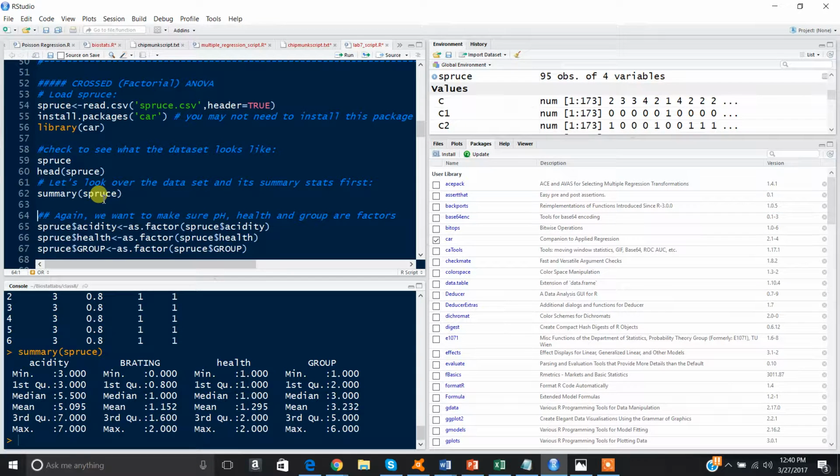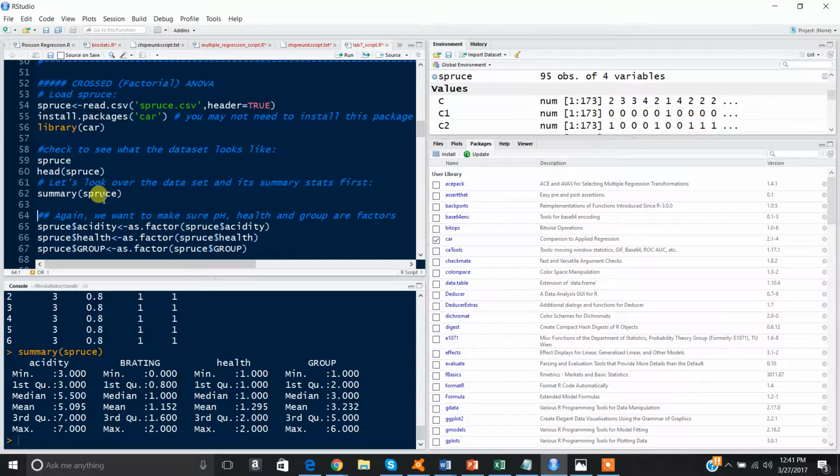Get some of the summary statistics. All right, so there were two crossed factors, pH, which is acidity, and there were 3 levels: 3, 5.5, and 7, and health, which was measured at 2 levels, either healthy or diseased. And then the response variable was the average from 5 buds, bud emergence rating, which is called B rating, bud rating, on each seedling. And the sample size itself varied for each combination of pH and health, I think from something like 7 to 20 or 25.